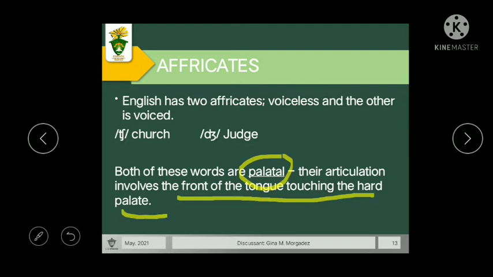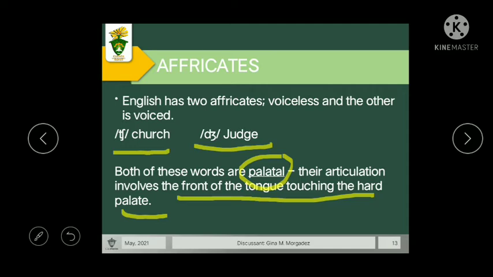So say it again, church and judge. Church and judge. So again, both of these sounds are palatal. As you can observe, the front of your tongue is touching the hard palate. Therefore both of these sounds are palatal.